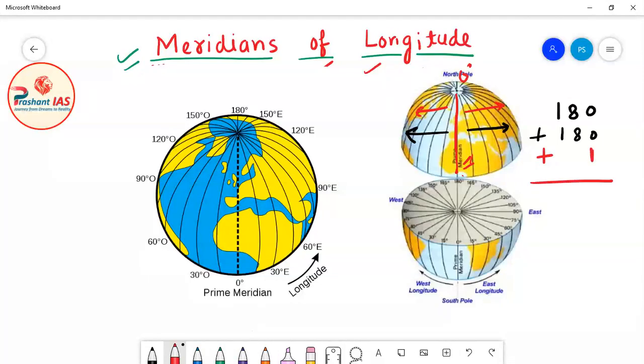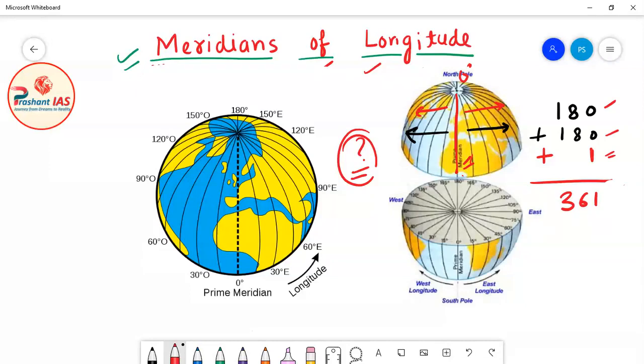Okay, so what we can say: 180 longitudes in the east direction, 180 longitudes in the west direction, and one is the prime meridian. So when you add all these, how many? 361. Okay, so you will encounter 361 meridians of longitude. But there is a very big twist. Now what is that twist? This is not a correct answer, this is a wrong answer. Many students give this answer. Okay, this happens to many students.